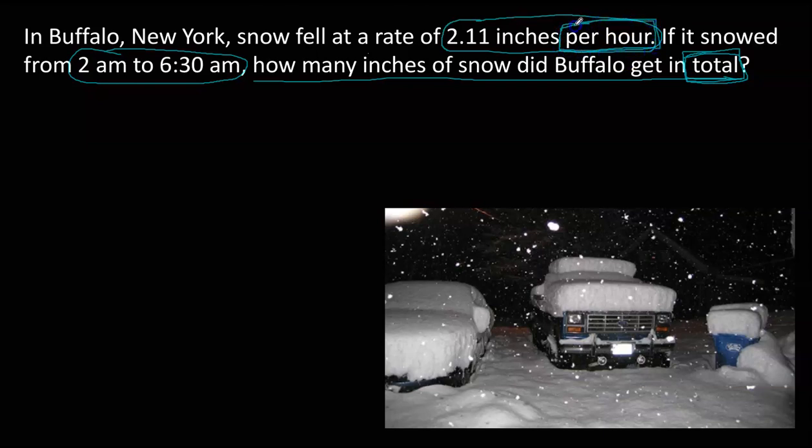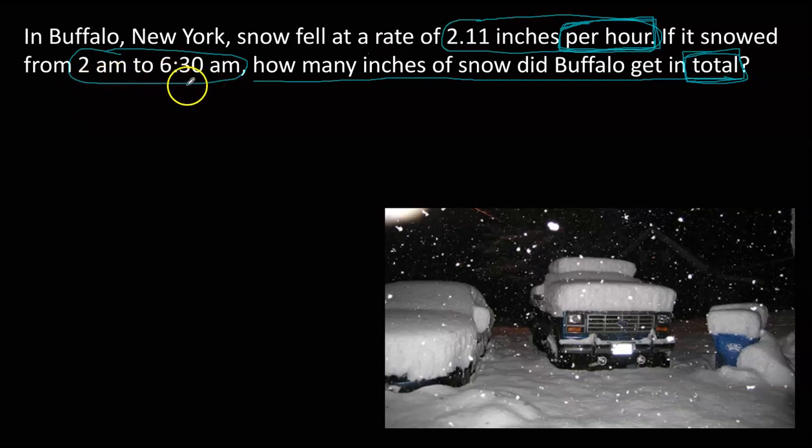So every single hour, Buffalo was getting 2 11/100 inches of snow. So all I need to do is figure out how many hours it snowed, and then we can work on figuring out how much snow in total if we know that it snowed 2 11/100 inches every hour. So now we need to start looking at the time.